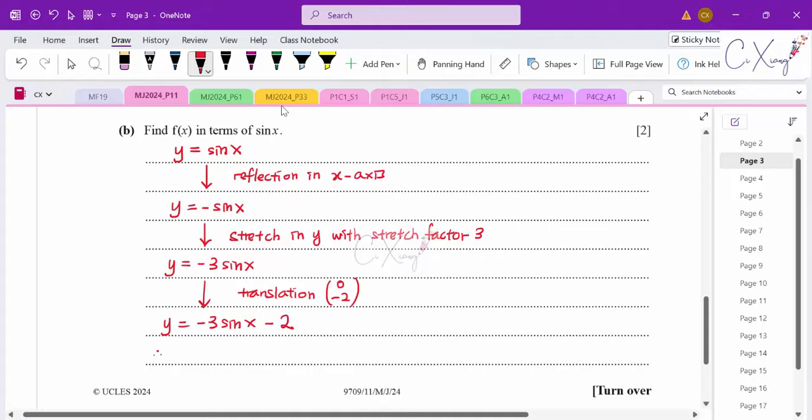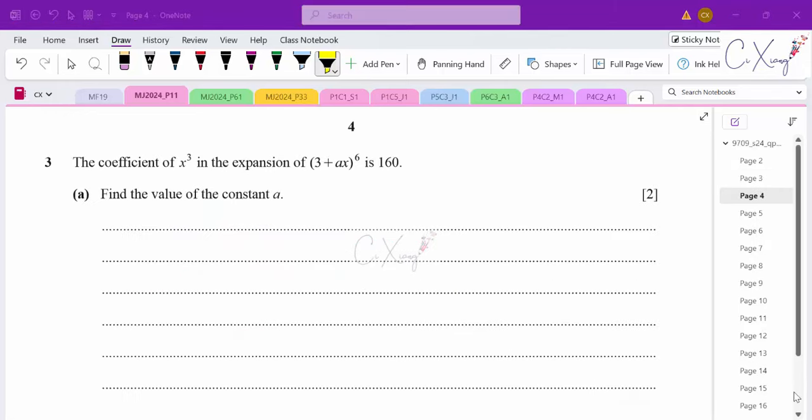Okay, therefore, this will be your final answer after the sine x goes through all the transformations mentioned in the question. So this is your function f(x). Okay, so this is the function f(x) that we have. Alright, so this is how we solve it.